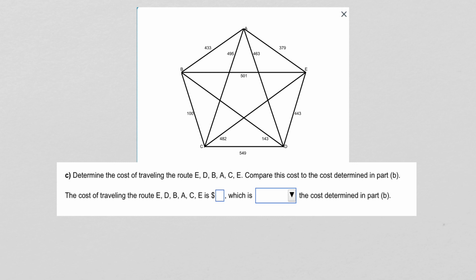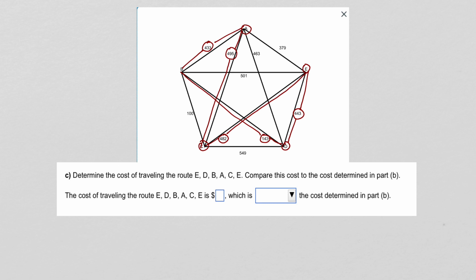This says to determine the cost of traveling the route from E to D. Okay, so that's for $443. And then we need to go to B. That's going to cost $143. And then to A. And then to C. So that's going to be $495. And then back to E, and that's going to cost $482.